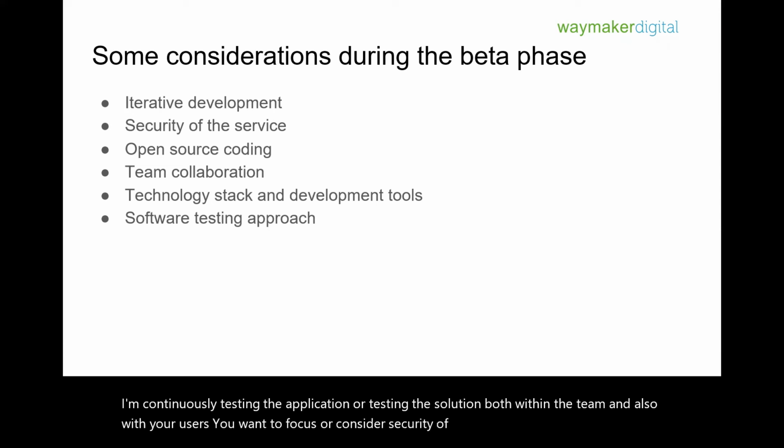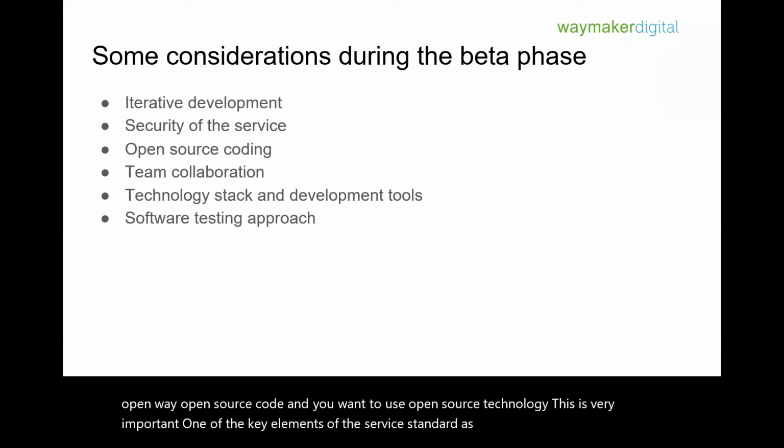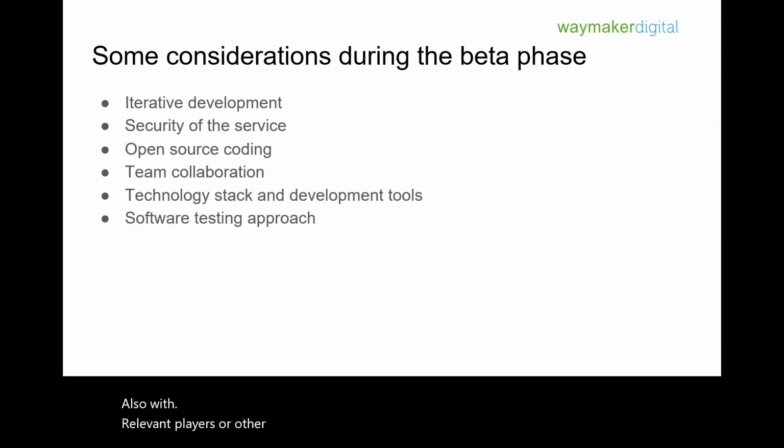You want to work in an open way, open source coding. You want to use open source technology. This is very important. This is one of the key elements of the service standard as well. This is where you need to make sure that your team is engaging and collaborating well together, not just within the team, but also with relevant players or other teams within the wider service area.